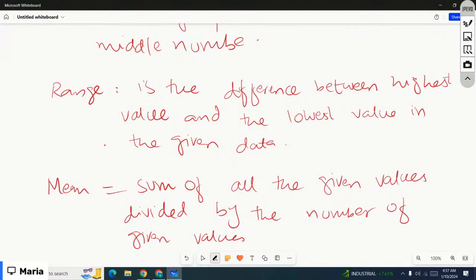So the sum of all these values is 48, and they are 8 in number. You need to divide them by 8. So that's why the mean of the given data is 6. Got it? The correct option is 6.